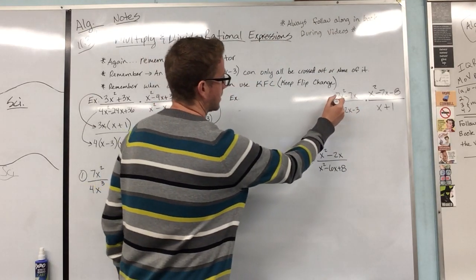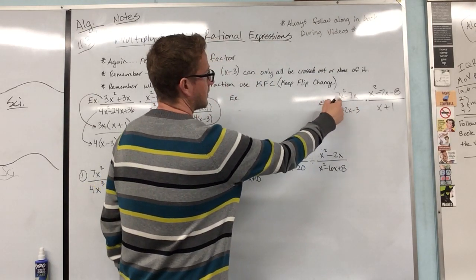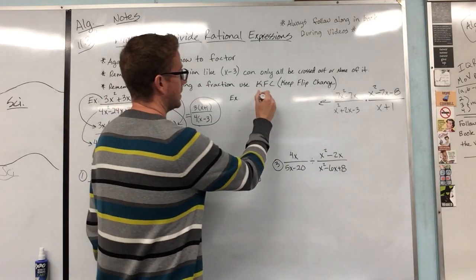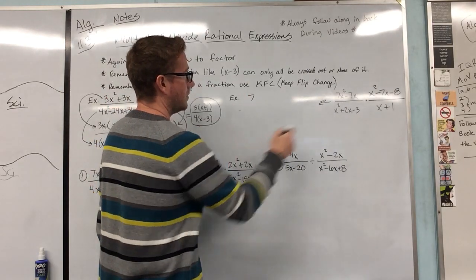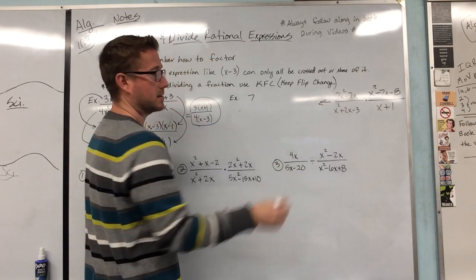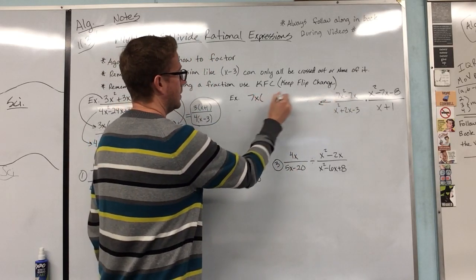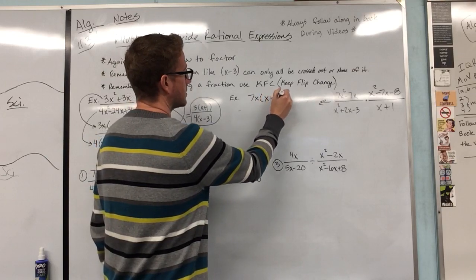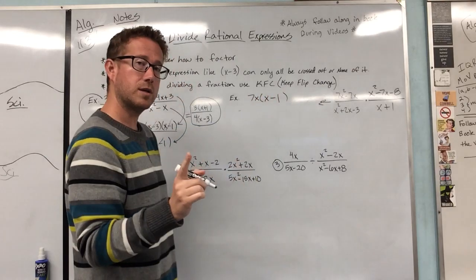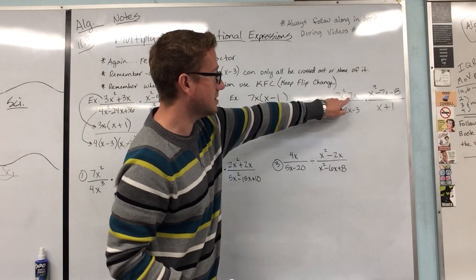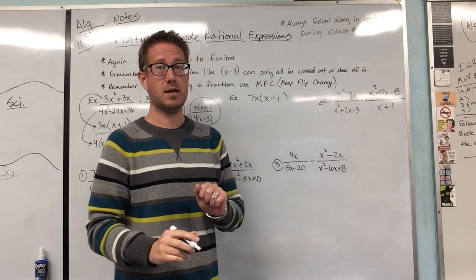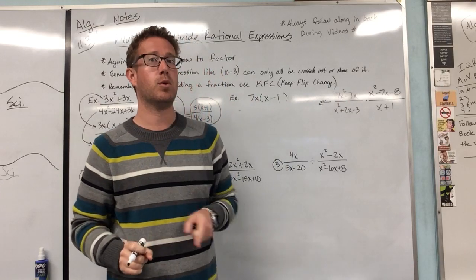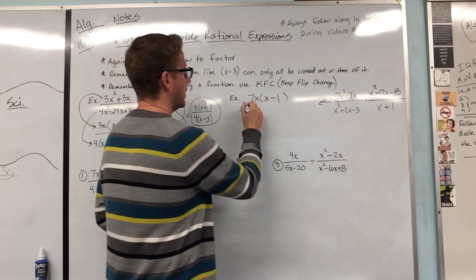All right, 7x squared minus 7x, what do they share? They share a 7. Take that 7 out. They also share an x. Take that out. What is left over? x minus 1. Where did that 1 come from? Because I took the 7 and the x away. There's not a 0 left. There's a 1 left. That's vital. It's important. Remember that.